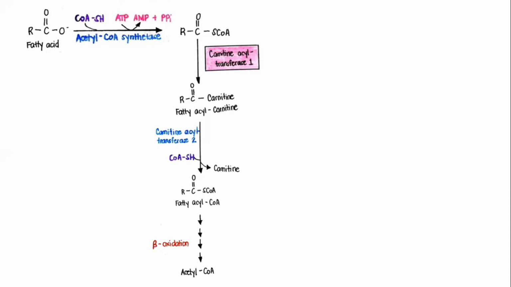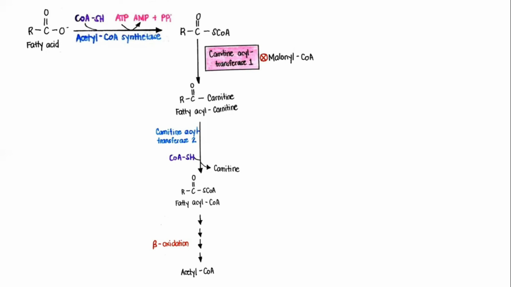Then the rate-limiting step is the reaction involving carnitine acyltransferase 1. Malonyl-CoA inhibits this step by signaling that there is excess energy after the concentration. So the excess energy will then be converted to fatty acids for storage.